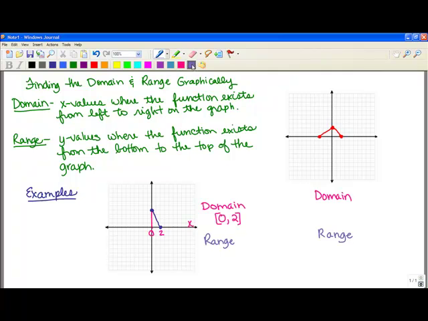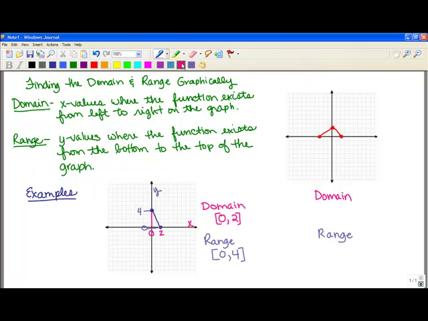Now the range, we'll look at the y values. The y values start at the bottom here at this point, which is at 0 on the y-axis, and the function goes up, and it ends at this top point, which is at 4 on the y-axis. So the range goes from 0 up to 4. We're using brackets again because of the closed dots.